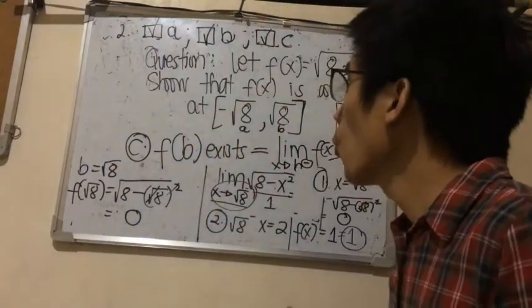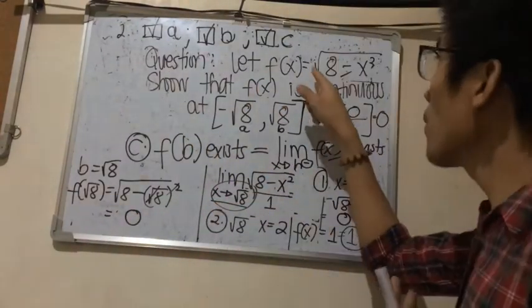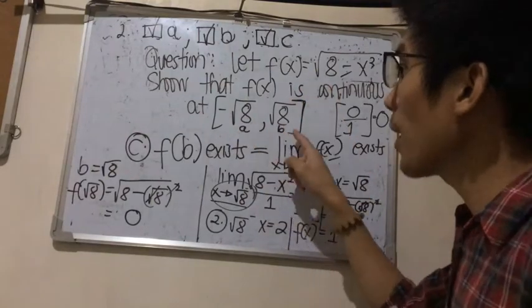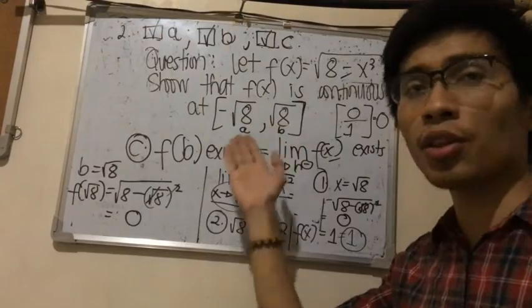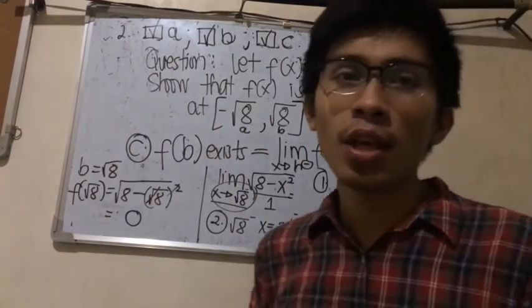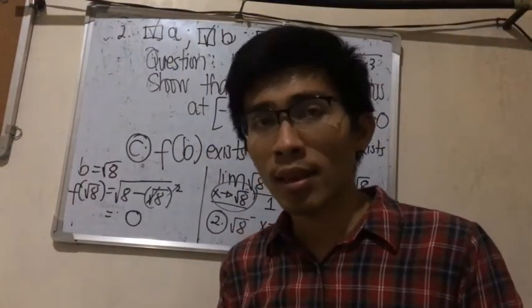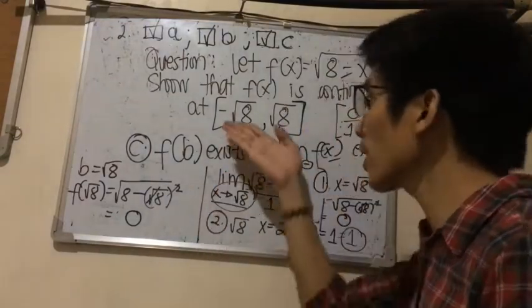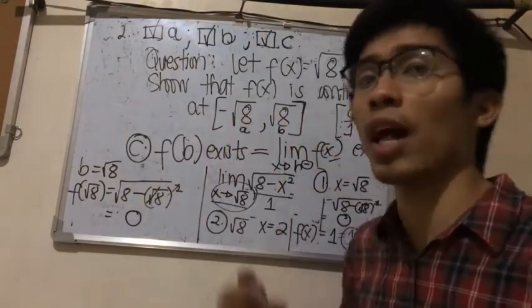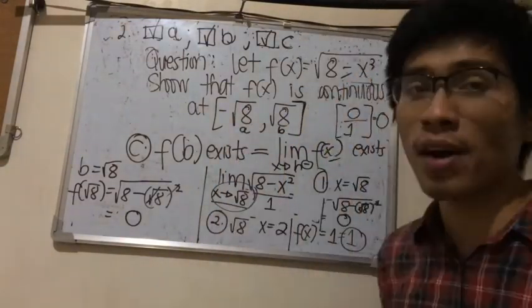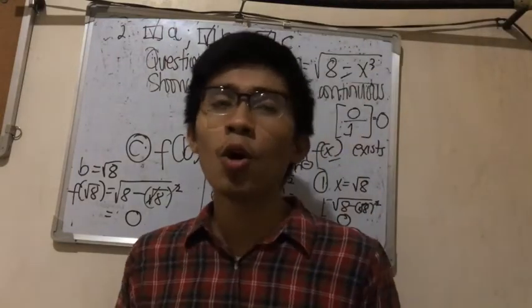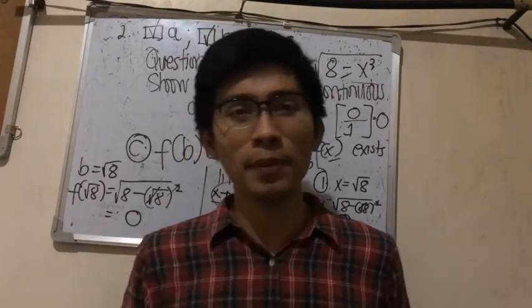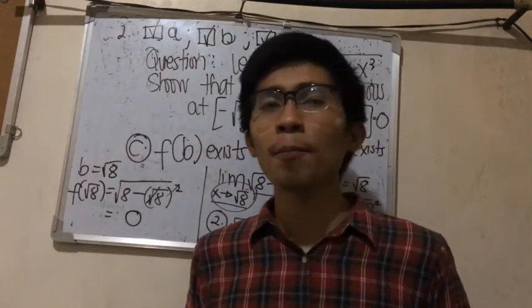In short, we can say that this function works in this interval. Meaning, whatever the value in this interval from negative square root of 8 to positive square root of 8, in between and including this value, the function is still defined. Meaning, the function still works with no holes, no breaks, and no gaps. That's how this problem works.